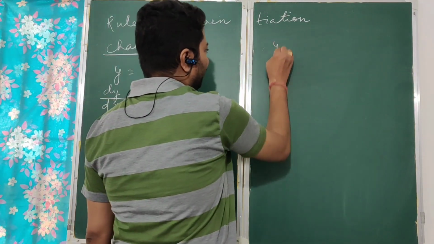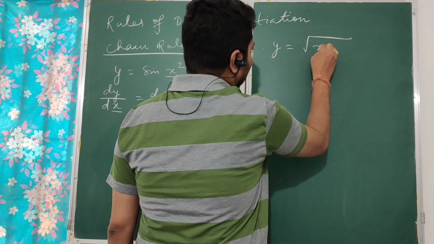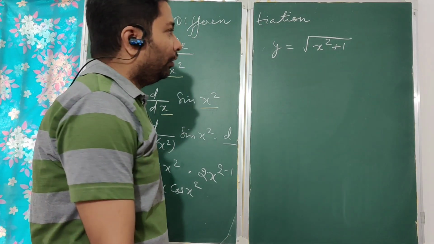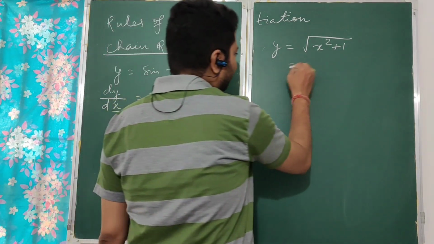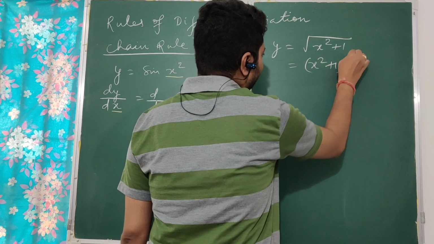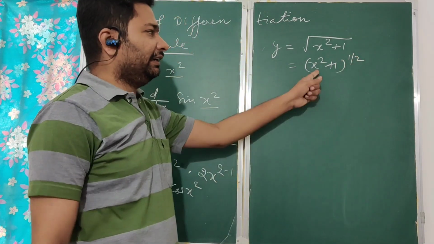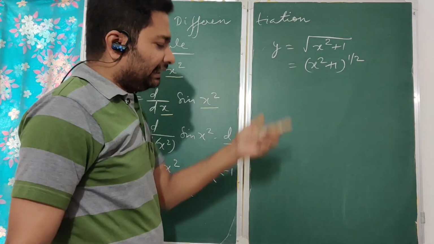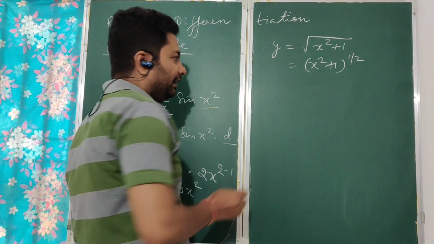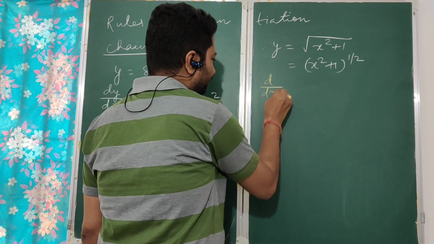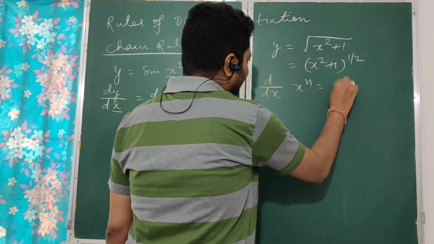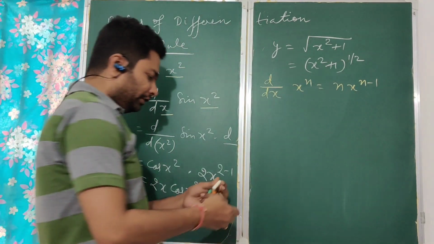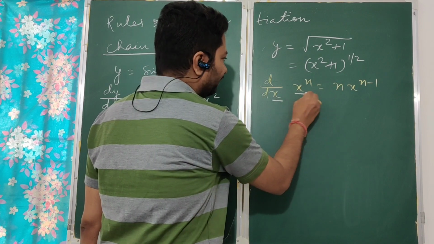Let us say I have y equals root of x square plus 1. A simple function. Now you don't know any standard formula in differentiation which can directly differentiate this. Then what should we do? This is in the algebraic form. The formula in differentiation which closely resembles this is d by dx of x to the power of n, which is n x to the power of n minus 1. So what you observe here is x, x, x.